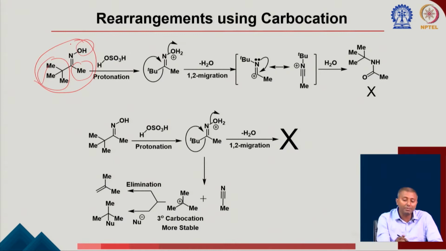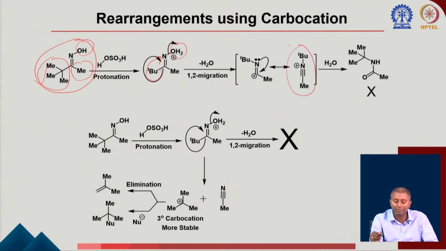Now the first step is the protonation, because this reaction was done in the presence of acid. So the first step is the protonation of OH. The next step is supposed to be the migration of the group which is trans to it, and then the water is supposed to be eliminated to form this type of nitrilium ion. But the problem is this reaction does not happen. Once this reaction was studied, it ended up forming something else.